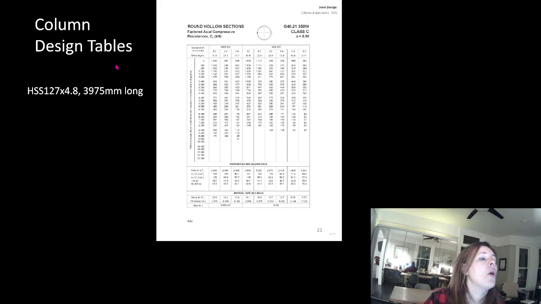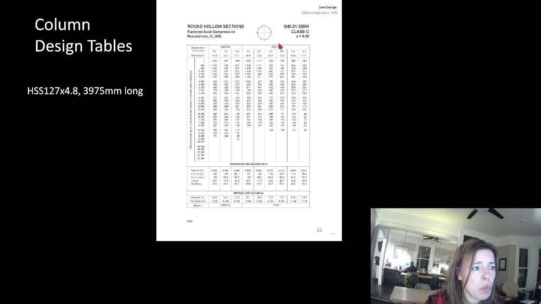So, an HSS 127 by 4.8, that's 3.975 meters tall, or 3,975 millimeters tall. All right, we've got a chart here that shows a round HSS that matches ours.